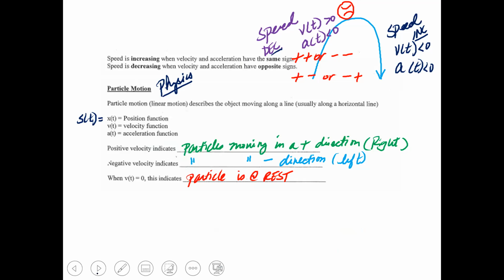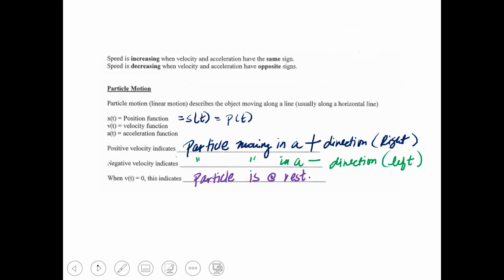And when velocity v of t is equal to 0, that means the particle is at rest, because this means zero slope. And this is kind of like the maximum right there, when the particle's at rest. Just like when you're throwing a baseball up, the ball is going to go up, but then eventually it stops before it plunges down to the ground. All right, with that said, let's go ahead and get started with the example.